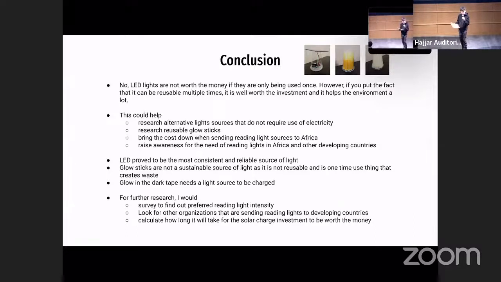There are over 1 billion people in the world who do not have access to stable electricity, but many people just take lights as a basic thing without knowing how much harder life would be without them. From this research, I learned that LED is the most consistent and reliable source of light. Glow sticks are not sustainable as they create a lot of waste, and glow in the dark tape requires a lot of light source in order to be charged.